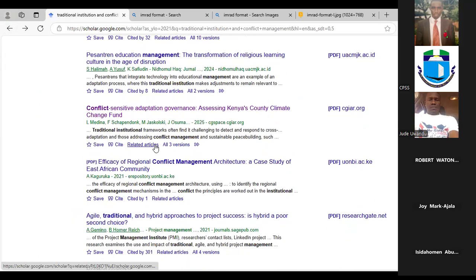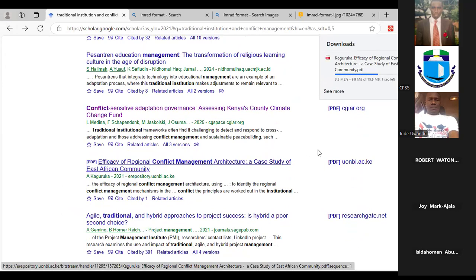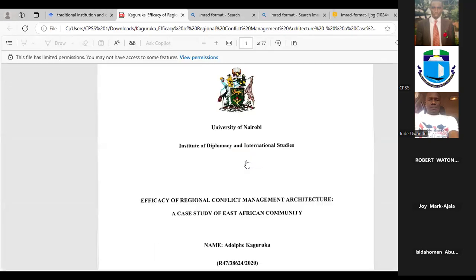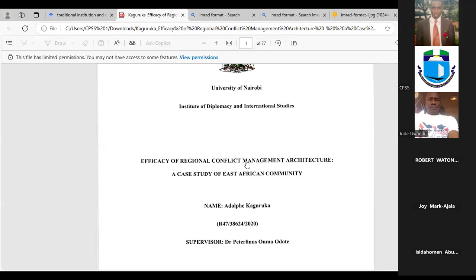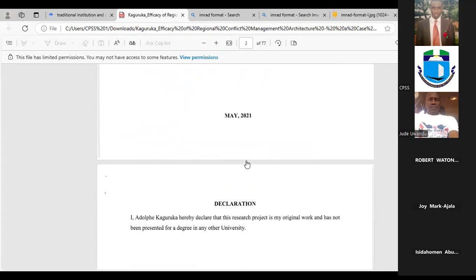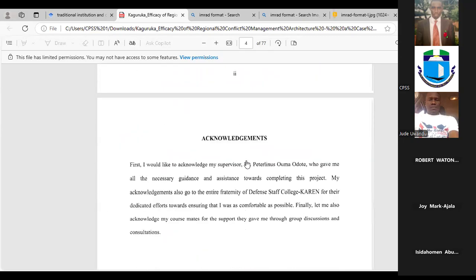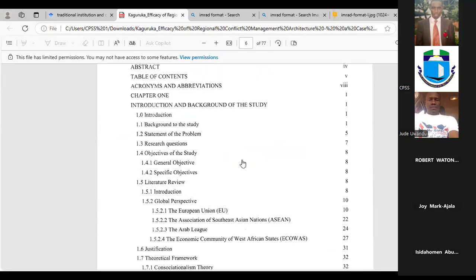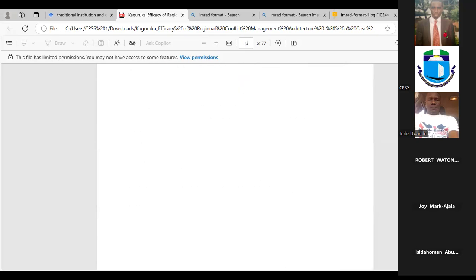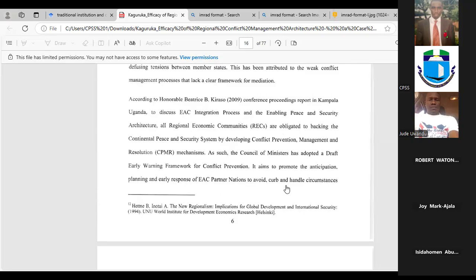Efficacy of regional conflict, a case study of, let's look at that. That is likely to be a thesis. It's like this. Yes, efficacy of regional conflict management architecture. Okay. Let's go to research questions. Let's go to where they have. So the research question is on page 7. 5, 6, 7.